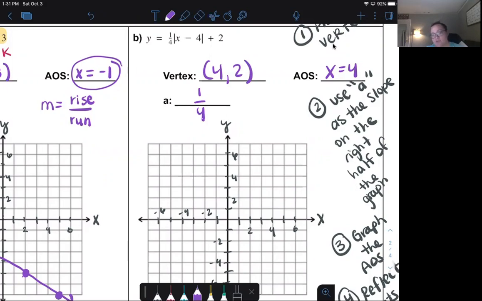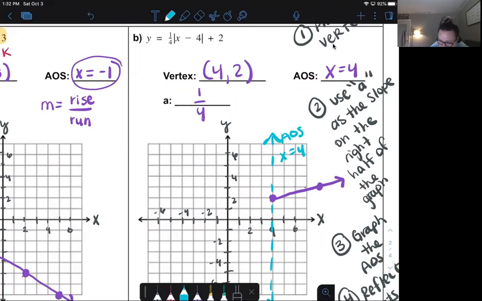So the first thing I'm going to do is graph the point 4, 2. Then I'm going to use A, like my slope on the right-hand side of the graph. I'm going to go up 1 over 1, 2, 3, 4. And then I'm out of room. So this is the right side of my graph. So then I'm going to graph the axis of symmetry, which is going to be a dashed line at x equals 4. I'm going to label it.